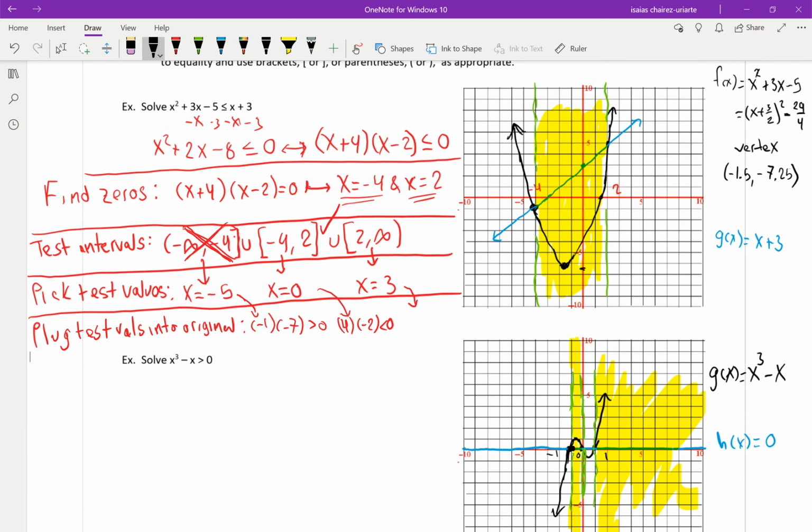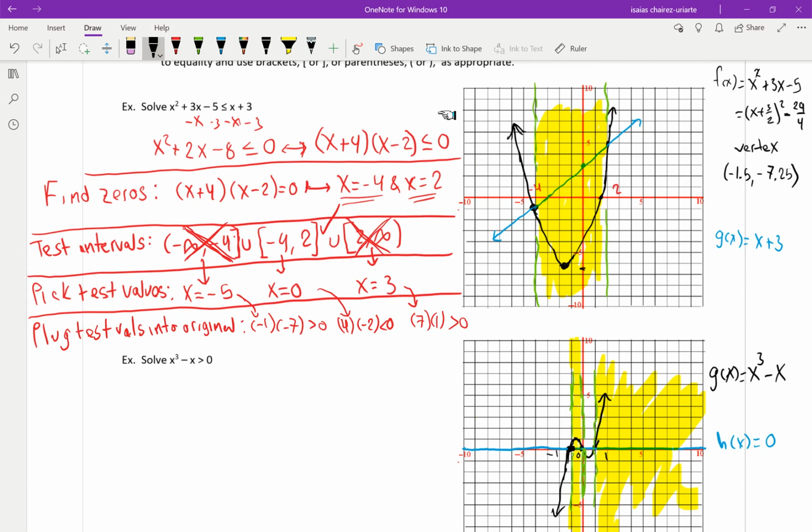Lastly, I'm going to test x equals 3. I'm going to plug it into this factor form of my inequality. Well, that would be 7 times 1, because if my x is equal to 3, that's 7, and this is 3 minus 2, so 1. So 7 times 1, and it turns out that that is bigger than 0. So that does not satisfy my inequality. So this interval right here is not part of my solution.